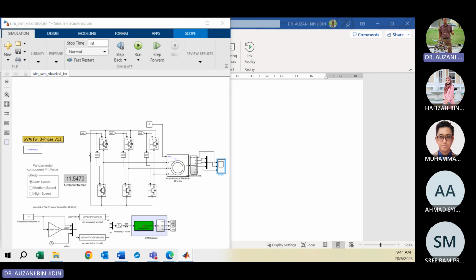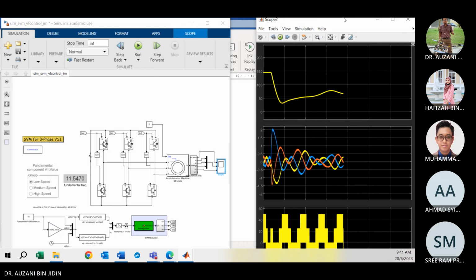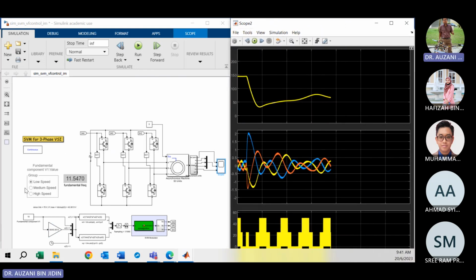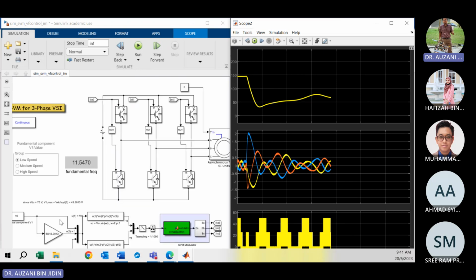Okay, this is the scope. Initially I set the speed at low speed. We try to analyze three different speeds: low, medium, and high. When I set low, the value here will be 10. Maybe I need to magnify this part.